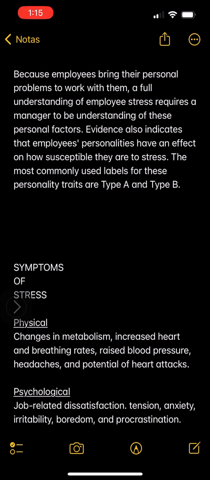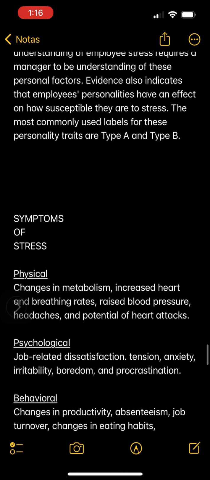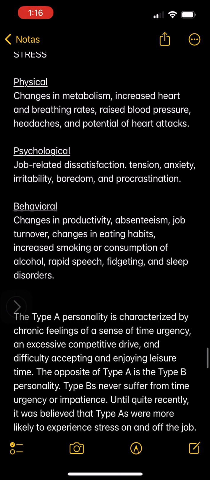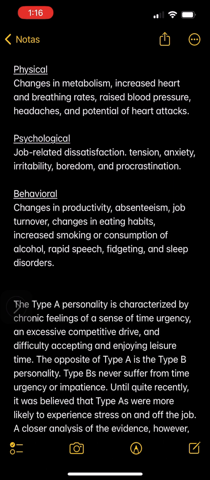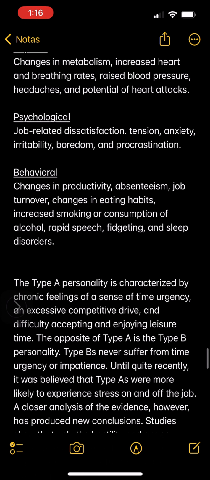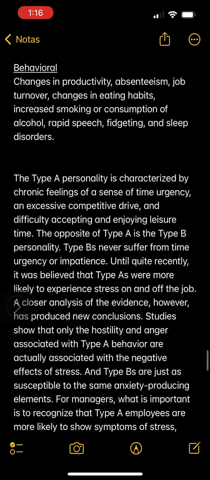The most commonly used labels for these personality traits are Type A and Type B. Symptoms of stress: physical changes in metabolism, increased heart and breathing rates, raised blood pressure, headaches, and potential of heart attacks; psychological, job-related dissatisfaction, tension, anxiety, irritability, boredom, and procrastination; behavioral changes in productivity, absenteeism, job turnover, changes in eating habits, increased smoking or consumption of alcohol, rapid speech, fidgeting, and sleep disorders.